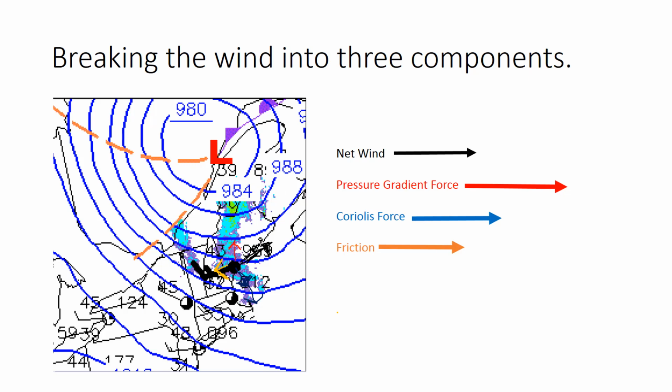So again, pressure gradient, that's going to be perpendicular to the nearest isobar and pointing towards low pressure. Coriolis to the right of the net direction, not the pressure gradient direction, to the right of the net direction that the wind is traveling in. And then friction directly behind where the wind is blowing. And that's really all that you need to know for this lab.